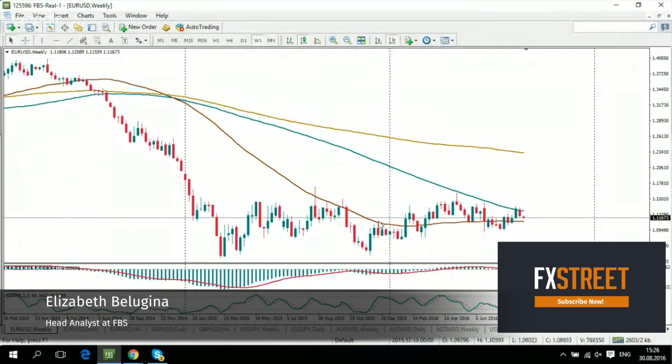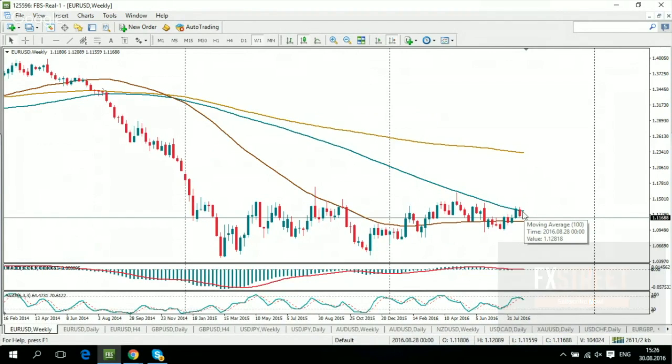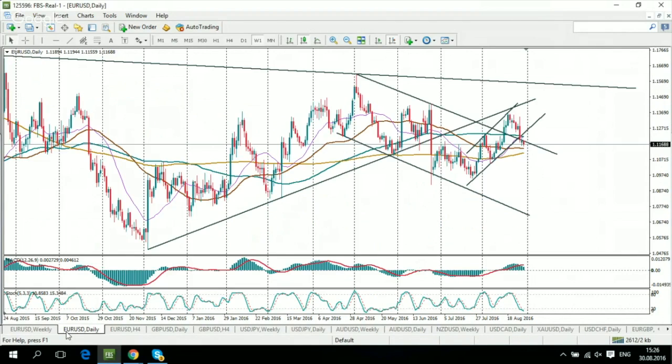So here we can see the weekly chart of the euro dollar. We have discussed it already a bit, saying that last week the euro dollar ran into significant resistance created by the 100-week moving average. Then we come to the daily chart, and here we can see also some varying signals. Some signals that we will see further declines of the pair.